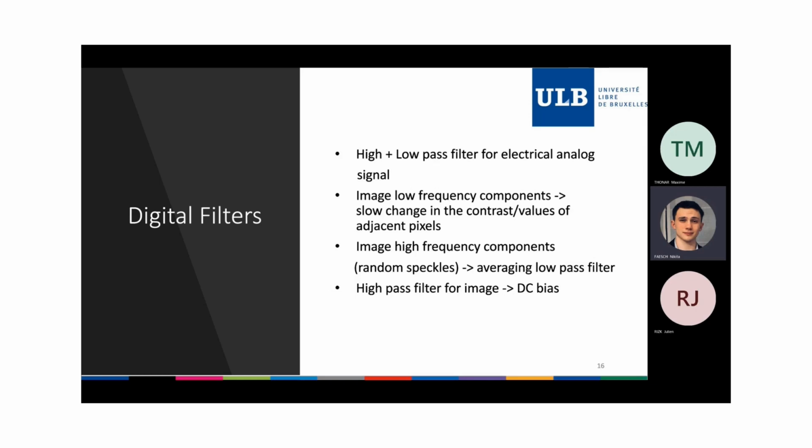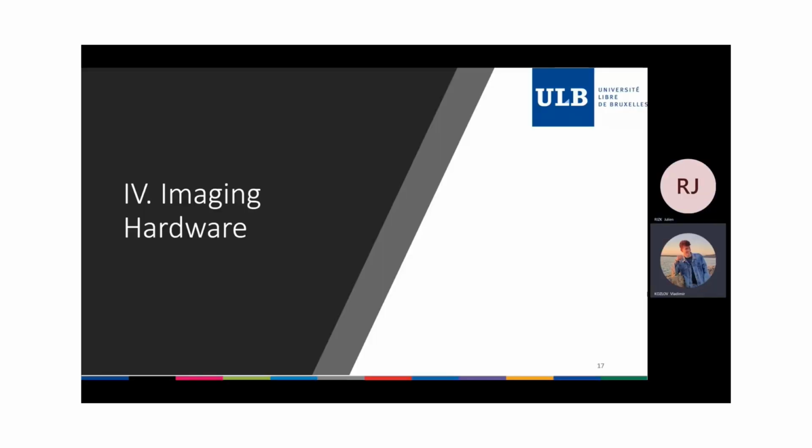It can be reduced using an averaging low-pass filter, and by using a high-pass filter, the effect of the background light would result in a DC bias in the vision system data, since the minimum value of all pixels will be above some given value. Now we will talk about imaging hardware.